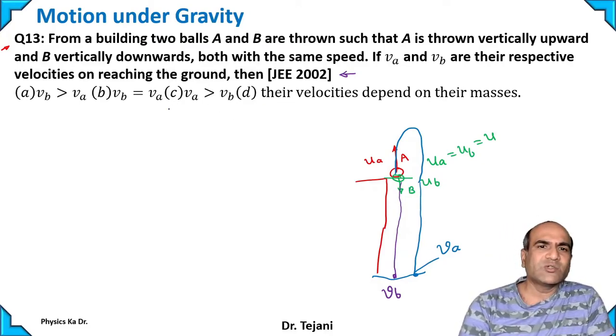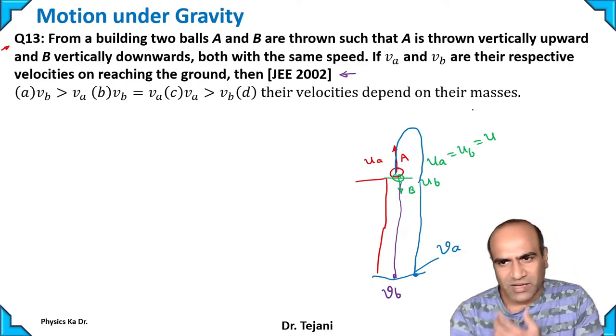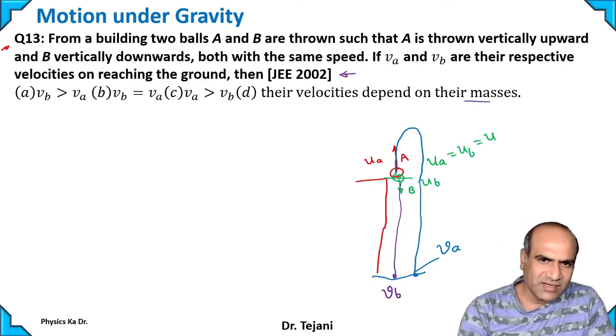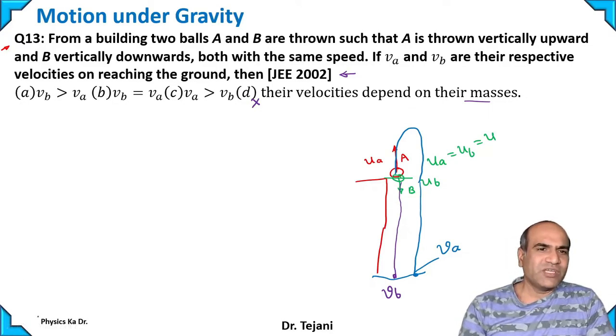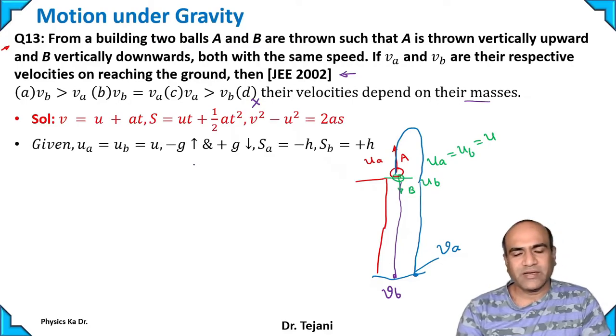Then VB is equal to VA. VA is greater than VB, or their velocities depend on their masses. See, in this chapter, there is no mass. Therefore, answer number D is not possible at all. So you have just three options with you. Let's use the three universal equations, right?